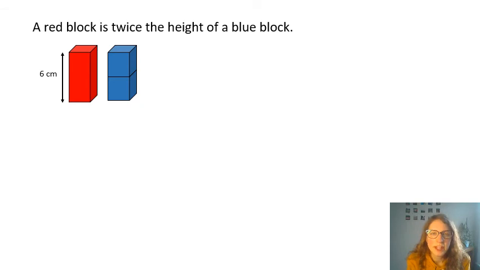Okay, let's have a look at this one then. A red block is twice the height of a blue block. So on here we can see that a red block is 6 centimetres high and 2 of those blue blocks make up, or are equal to, a red block. So we can work out how big the blue blocks are from that.